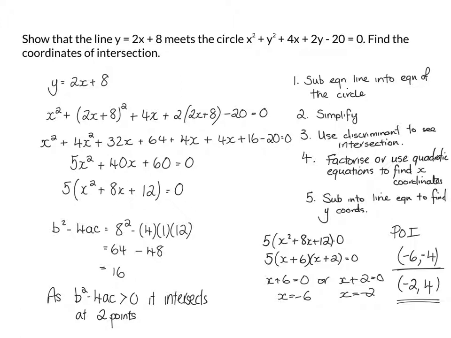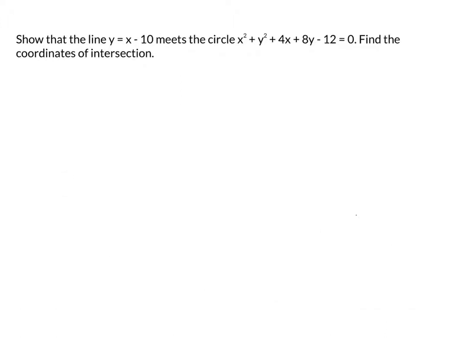Right, so we're going to do one more example on this. So we have to show that the line y equals x minus 10 meets the circle x squared plus y squared plus 4x plus 8y minus 12 equals 0, and find the coordinates of intersection. So same again, first things first, we know x squared plus, replace in here, x minus 10 squared plus 4x plus 8 times x minus 10 minus 12 is equal to 0.